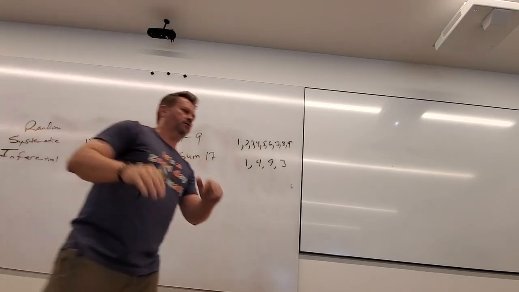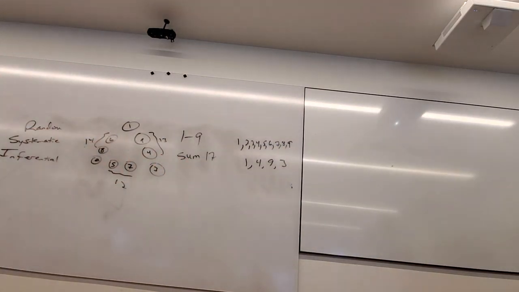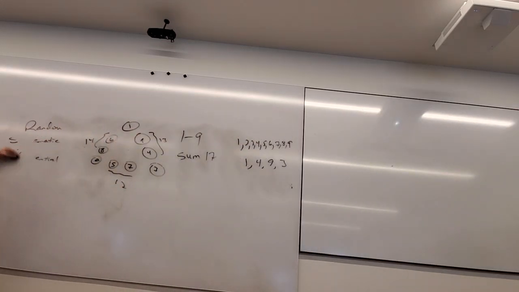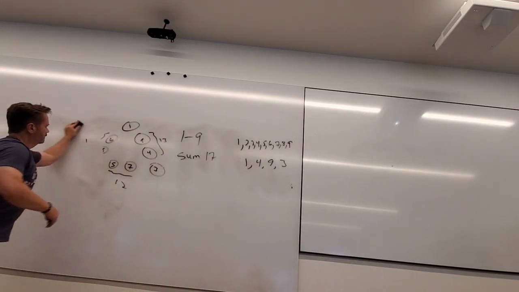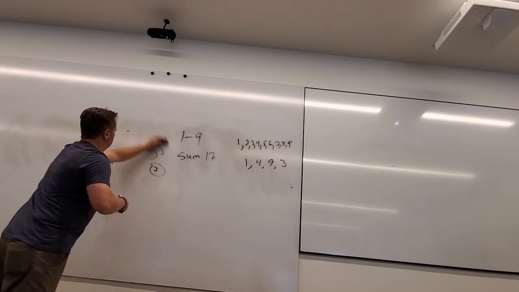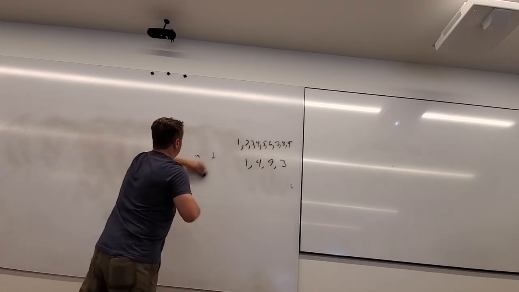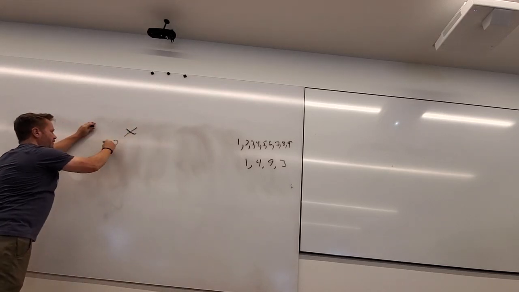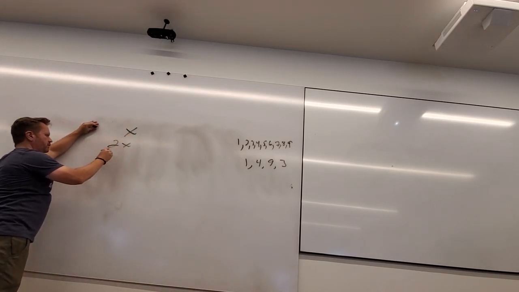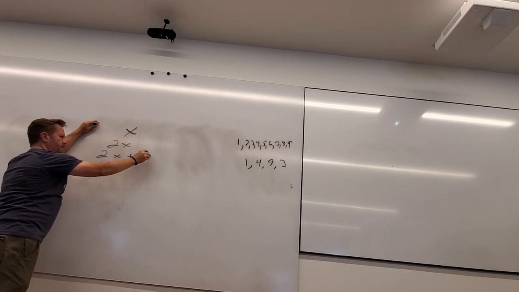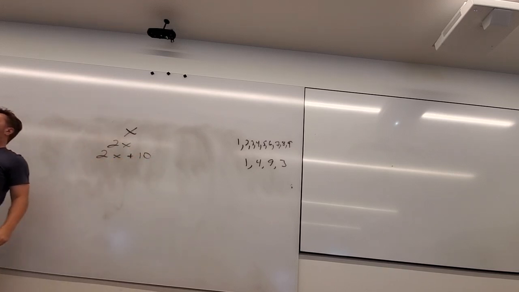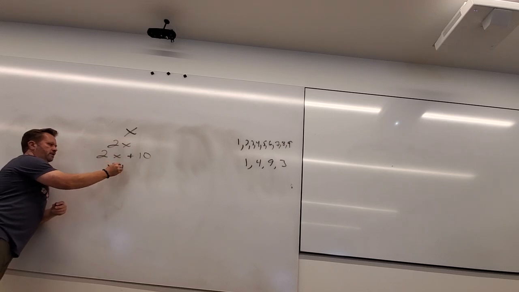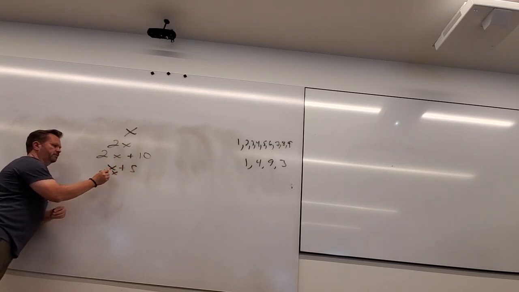Okay, so if I start with X, everybody write X down. Now double it. What do you get? 2X. So if you have X, double it, 2X. Now add 10 to it. 2X plus 10. Now cut it in half. Good. And now subtract the original number.